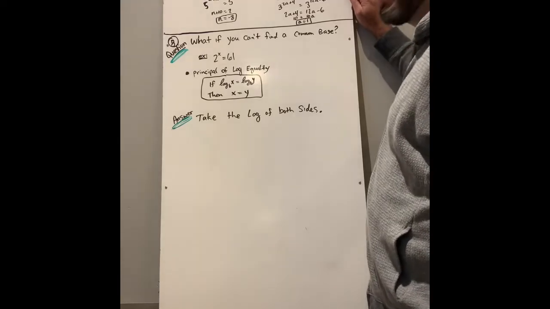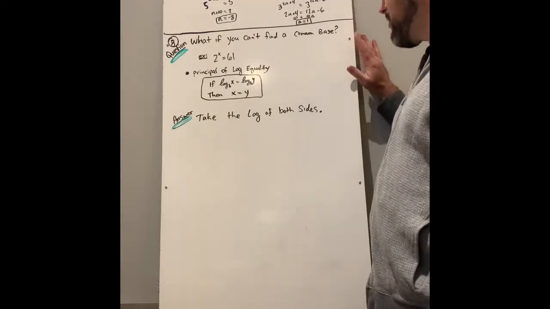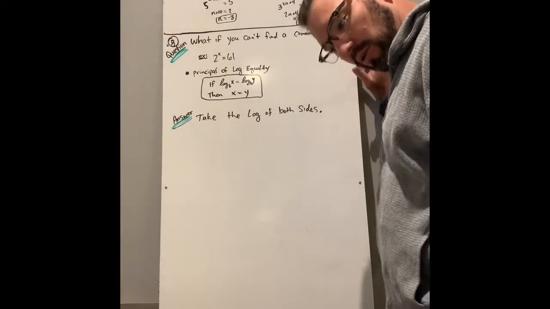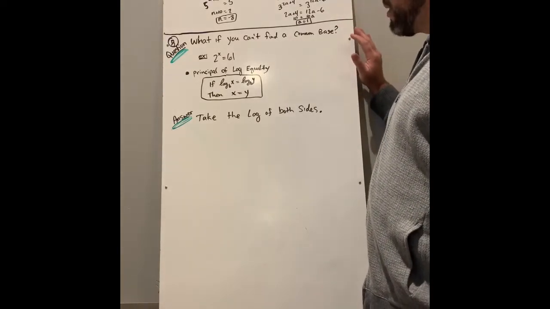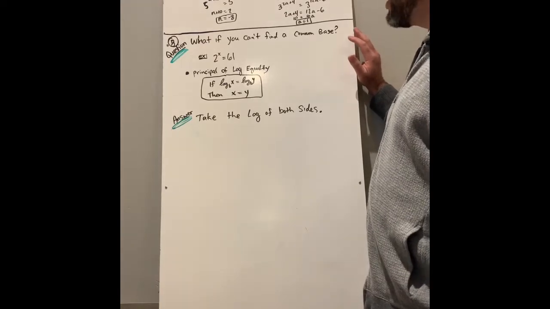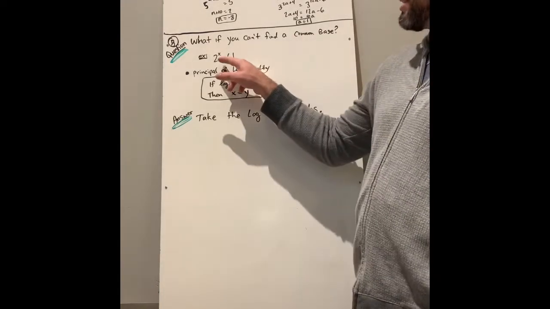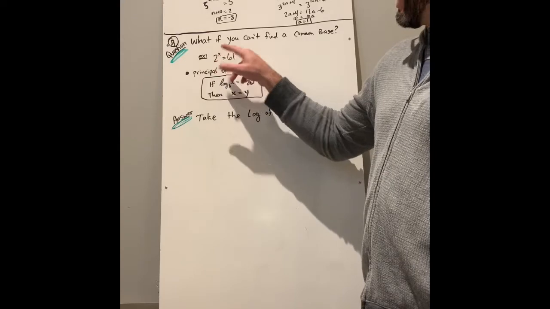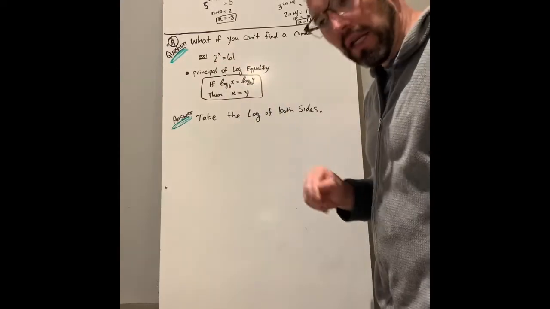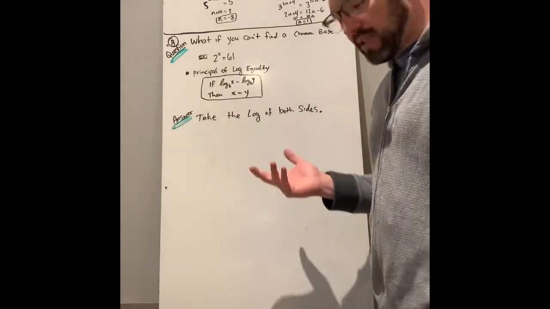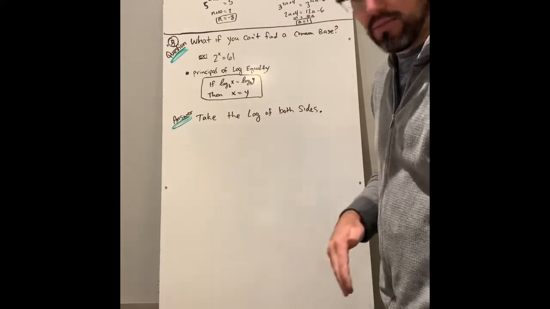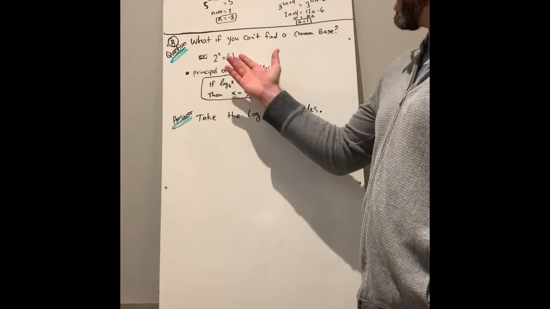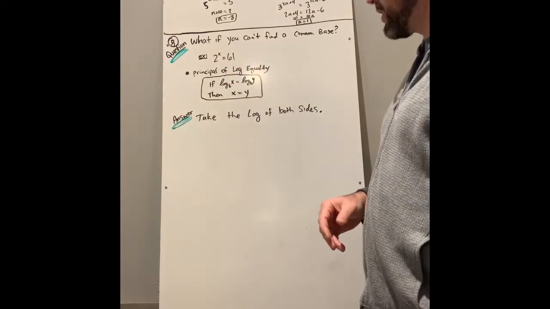The next question is, well, hey man, what if I can't find a common base? Of course, I'm glad you asked that. Let me give you an example. What about 2 to the x power equals 61? There's no way of expressing 61 as 2 to some power. And so we're not going to be able to find a common base here.